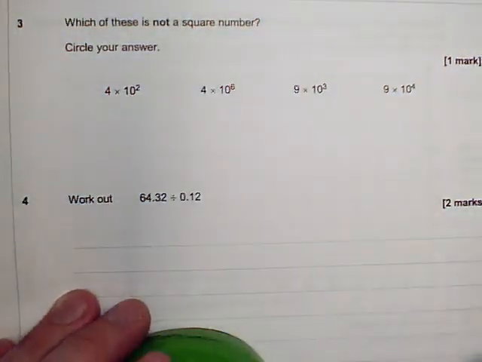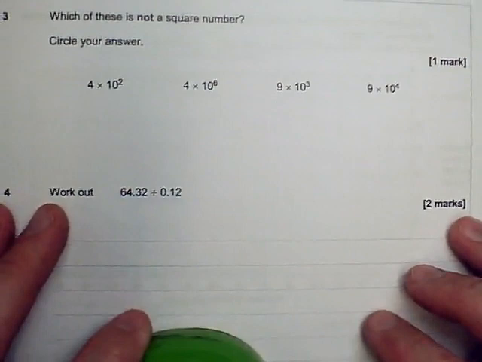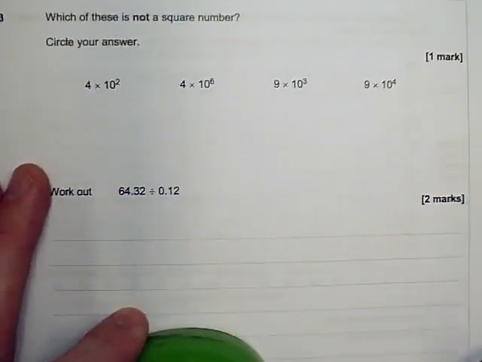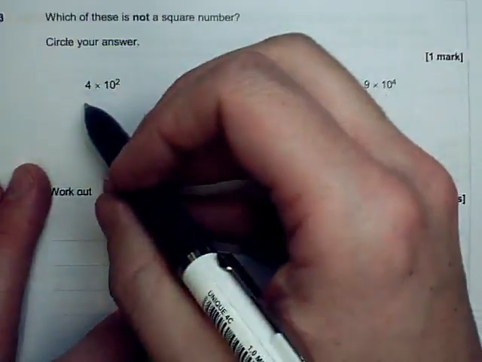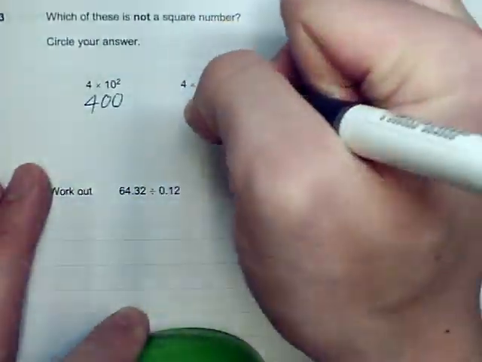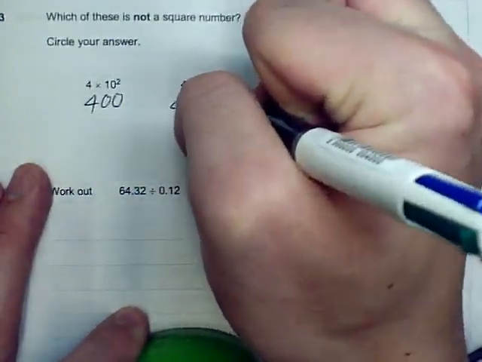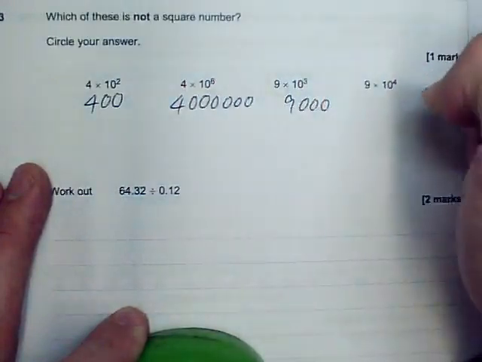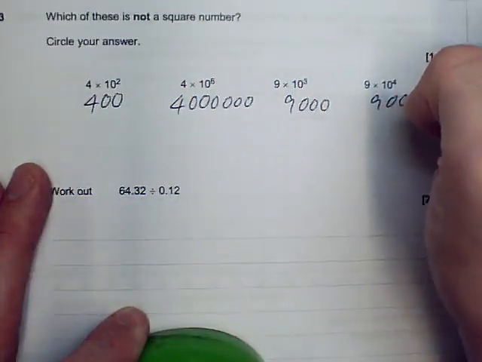Question 3, it says, which of these is not a square number? And we're given these answers in standard form. So let's convert them into ordinary numbers to start with. So 4 times 10 squared is just 4 followed by 2 zeros. That's 4 followed by 6 zeros. That's 9 followed by 3 zeros. And that's 9 followed by 4 zeros.